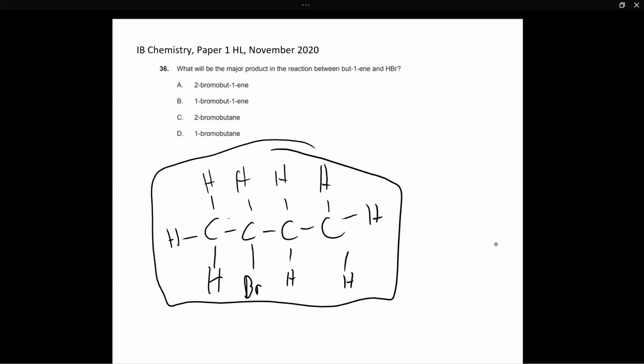Now, what is the name of this product? The bromine is attached on the second carbon. So this product is going to be called 2-bromobutane. And that is answer number C. And this is also the correct answer.